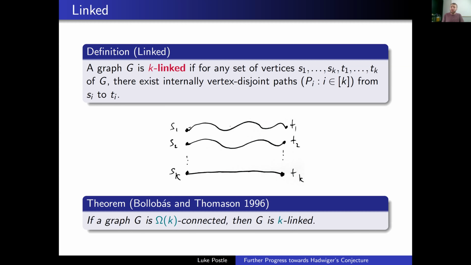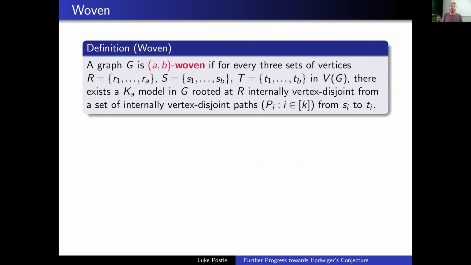And importantly, Bollobás and Thomason in '96 had shown that if a graph G is linearly k-connected, say 22k, if G is omega k-connected, then G is k-linked. So linear connectivity is enough, up to a constant factor, to give you this additional ordering property to do linked. Now, another concept we'll need, which I gave a name to in this paper, but which Norin and Song had kind of used and introduced, I'll call woven.